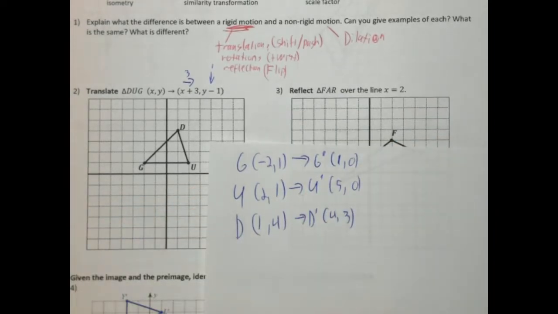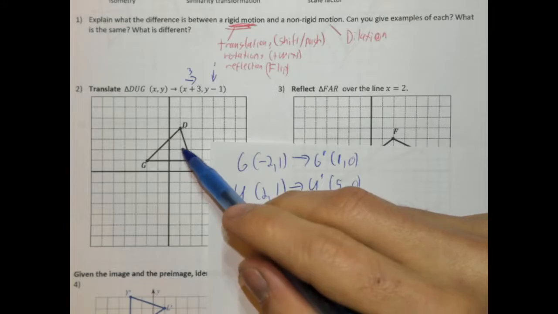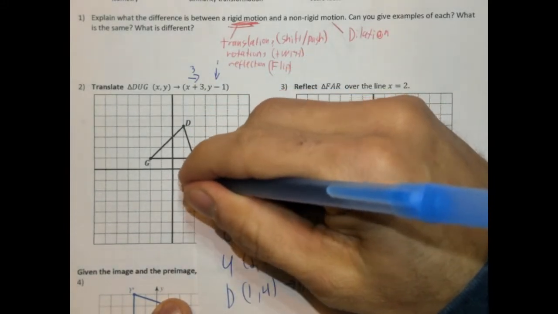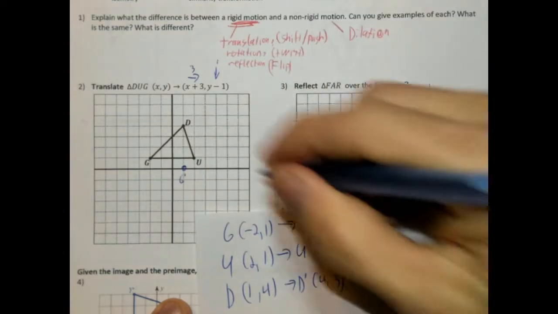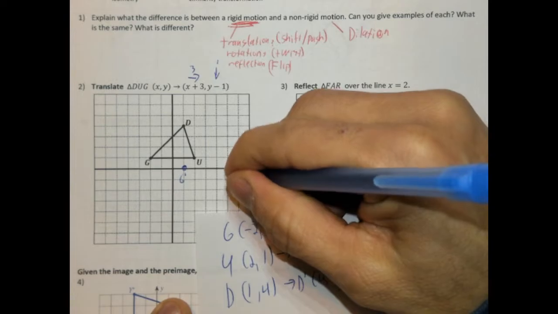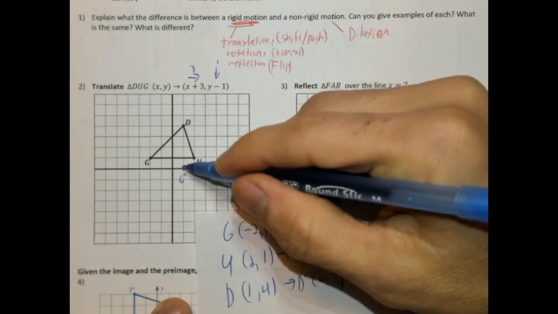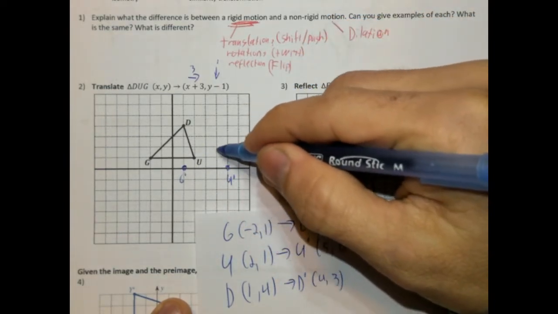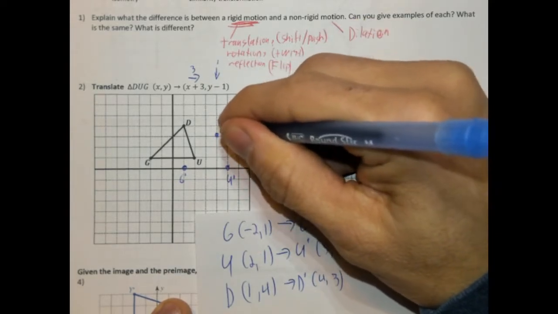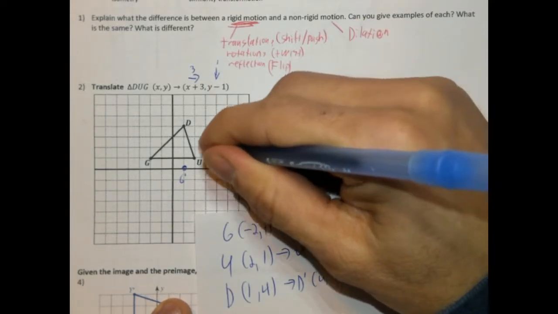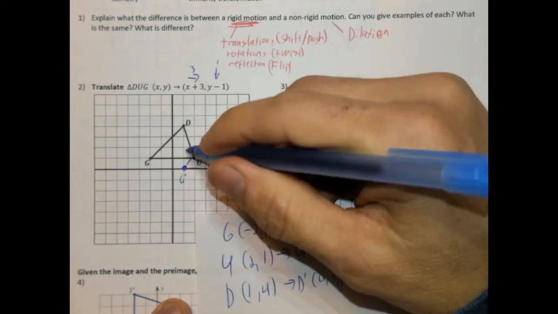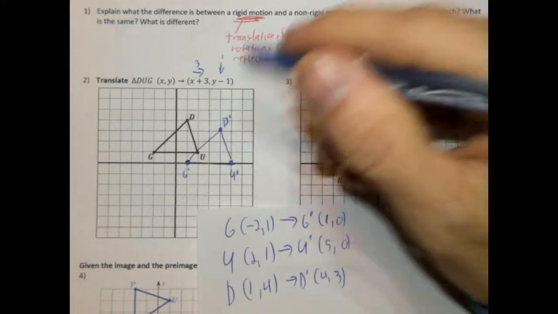So the resulting triangle should be the same exact size and shape as this one. Let's see. 1, 0 is here. That's G prime. 5, 0 is U prime. And 4, 3. That's D prime. Okay. As you can see, GUD and G prime, U prime, D prime are the same shape, same size.